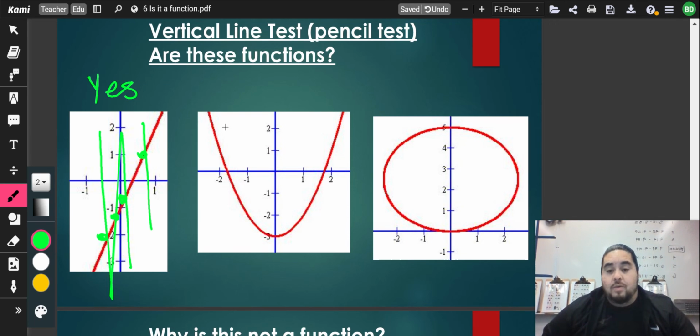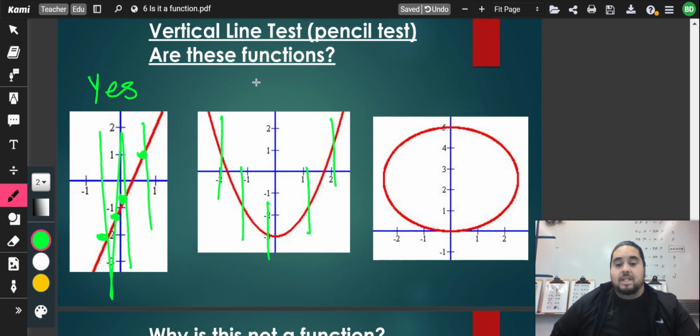Okay, same thing over here. We draw vertical lines. Anywhere you want, you just draw a line going straight down. Okay, my pen made it look like that. This diagonal line shouldn't be here. Okay, there you go. And each of these green lines only touches that graph once. So yes, this is a function.